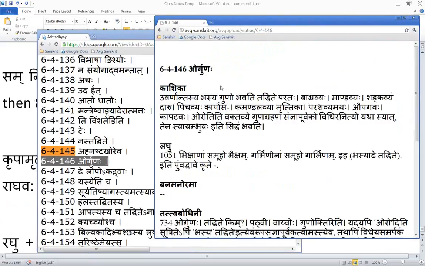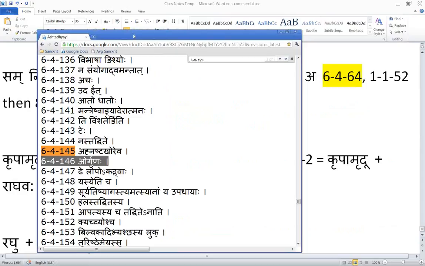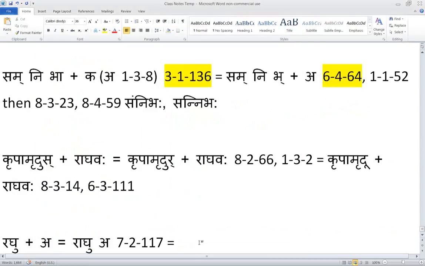So uvarnantasya bhasya guno bhavati tadyite parataha. So that is the tadyite parataha. So or gunaha. So that's what you need. And then of course echo yavayavaha after that. So what we'll get is Ragho, that is or gunaha 6.4.146. Then you use echo yavayavaha.